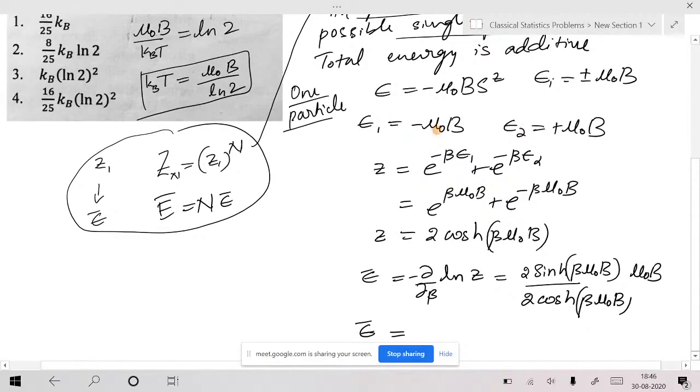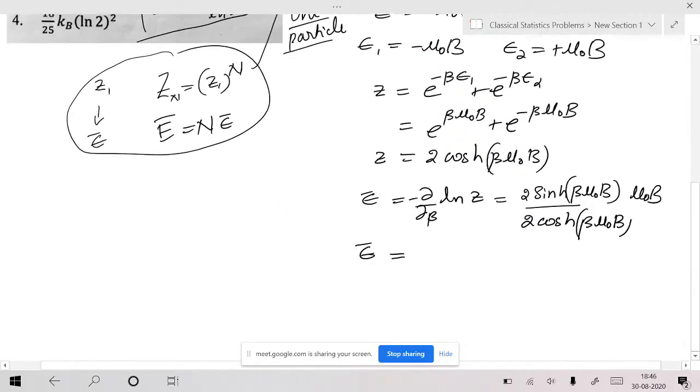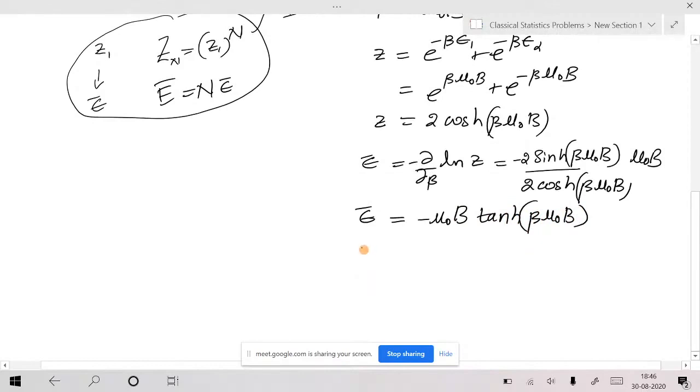This is for spin half particles. We have seen this kind of thing in the problem of paramagnetism, isn't it? We haven't found specific heat over there. We found only, I think, magnetization over there. Now we need to find specific heat. The average energy is equal to minus mu naught into b multiplied with tanh(beta mu naught b). Now specific heat CV per particle. Again, I have written everything for one particle.